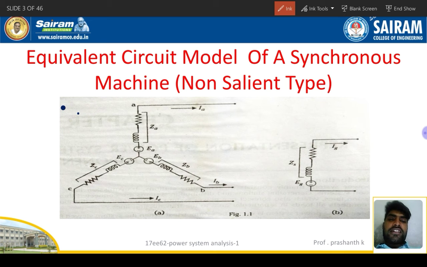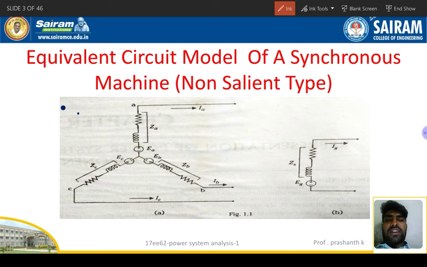Why? Because it produces alternating voltage and alternating current. We can also define it like this: the synchronous machine rotates at synchronous speed, or constant speed, so it is called a synchronous generator. Whatever the rotor rotation is, that is directly proportional to the output voltage. That's why it is called a synchronous generator or synchronous machine: a constant speed, synchronous speed application.